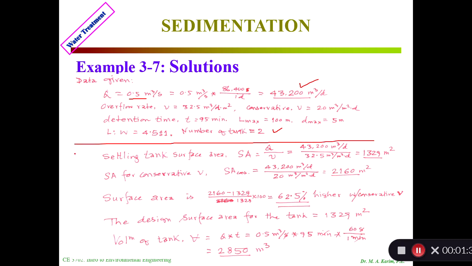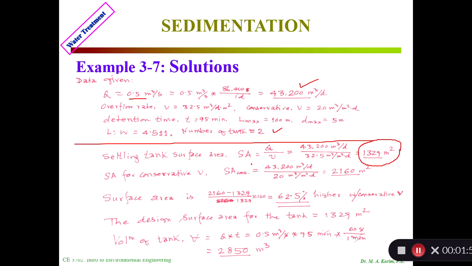Now we'll do the solution. So this is my solution. Settling tank surface area. Surface area is equal to Q over overflow rate. Why? Because meter cube per day divided by meter cube per meter square per day, day cancels out, and meter square would be remaining. So I got 1329 meter square would be surface area.